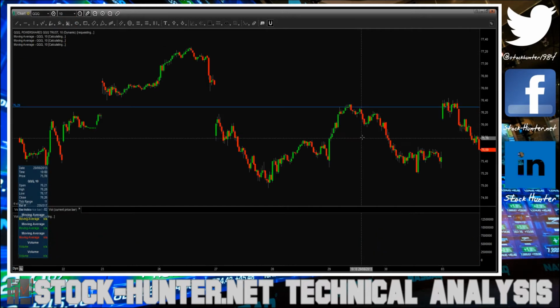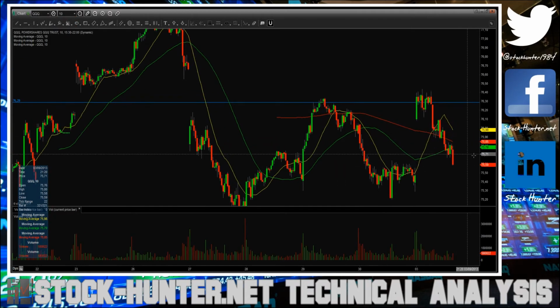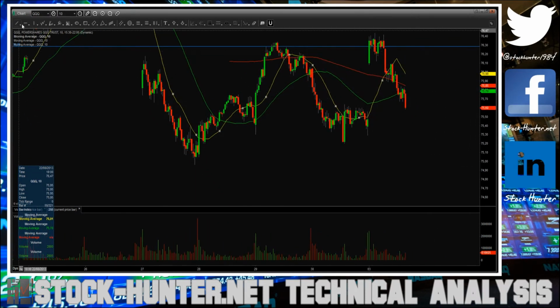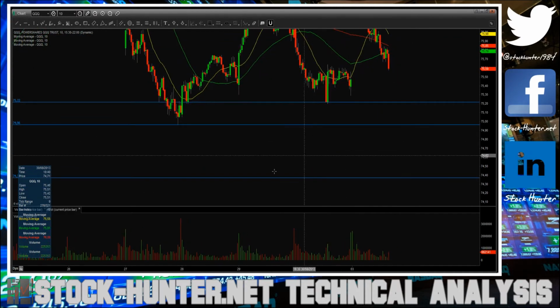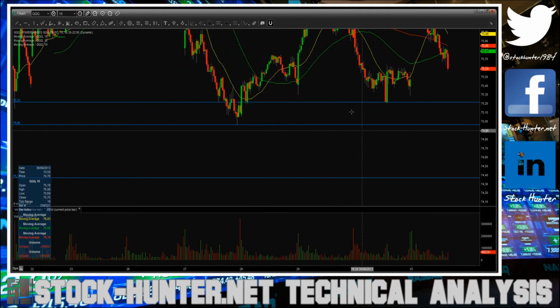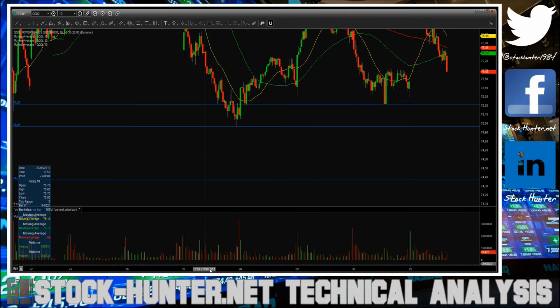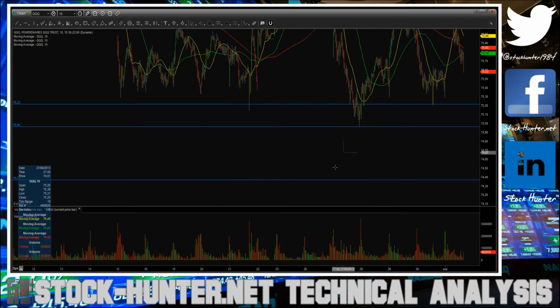Okay guys, let's jump over to the Qs here. It's basically the same as the SPY. As you can see, we got this gap up today, went sideways, and then we saw a nice reversal. Now the two big levels that I see on the Qs, this 75.22 as first support, and then the 74.96, the pierce of the 75 level. This will be our two major levels for today and possibly tomorrow.